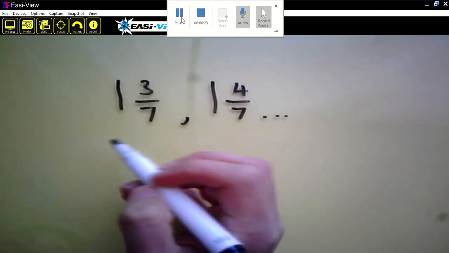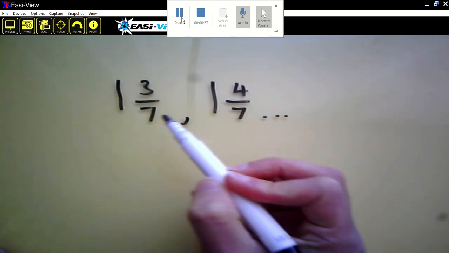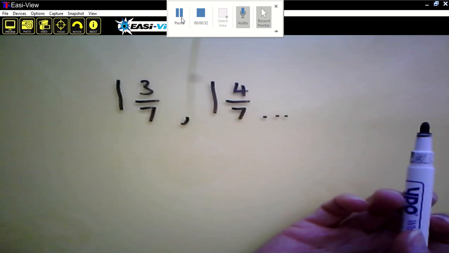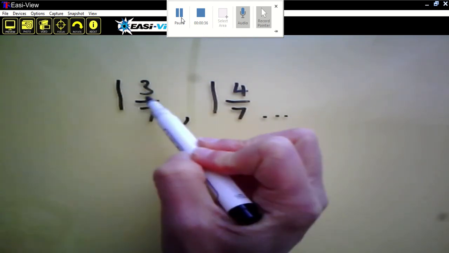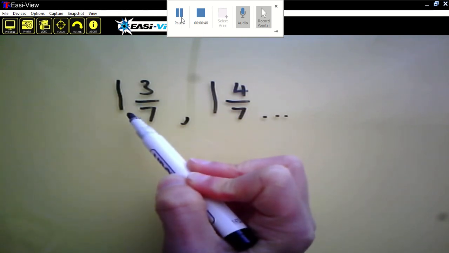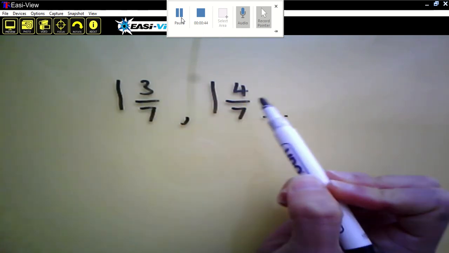Okay, well, they both are 1 and something. So what else is the same? They both have a denominator of 7, and then you've got to think, right, well, what's different? Where's the difference in these two mixed numbers? Well, this has a numerator of 3, this has a numerator of 4, so it's not increasing by 1, it's increasing by 1/7 each time.